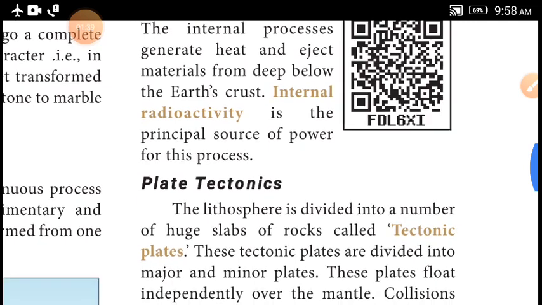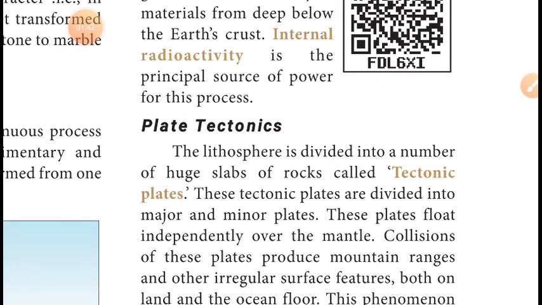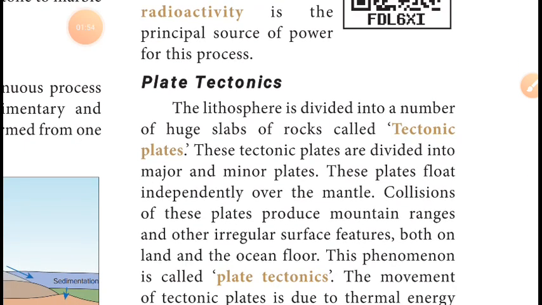Next topic, plate tectonics. Plates means the continents, 7 continents, that is plate tectonics. The lithosphere is divided into a number of huge slabs of rock called tectonic plates. The lithosphere means land. Slab means a big rock-like piece on an even, level surface. So the lithosphere has a number of slabs, and that is called a tectonic plate.